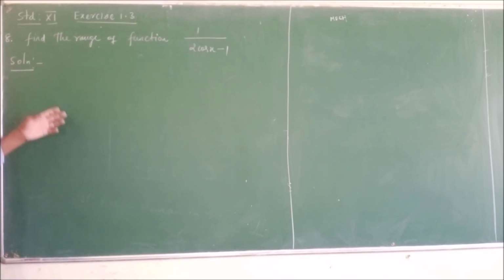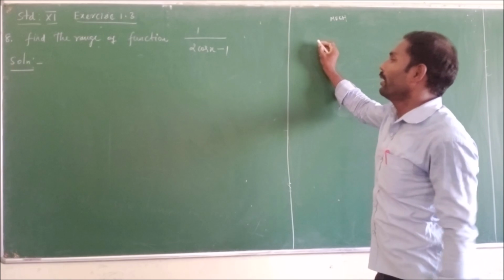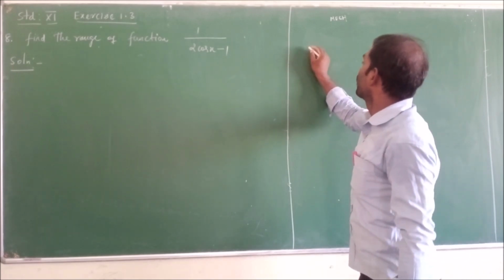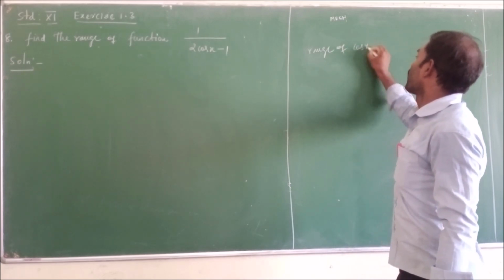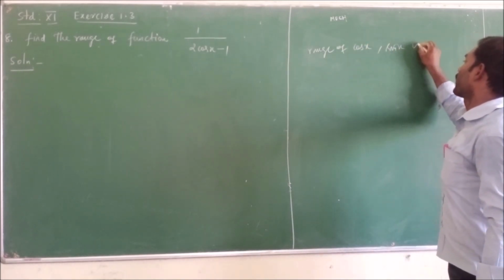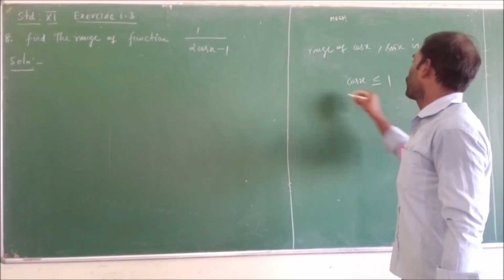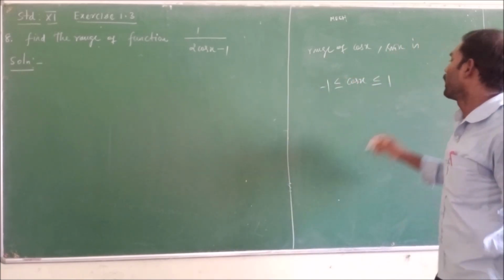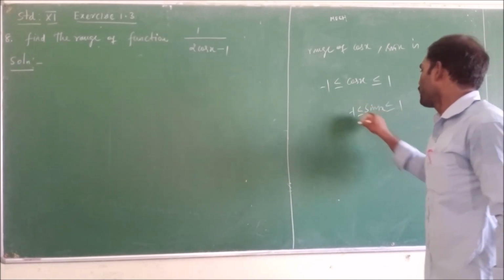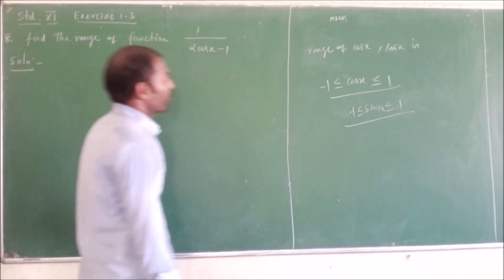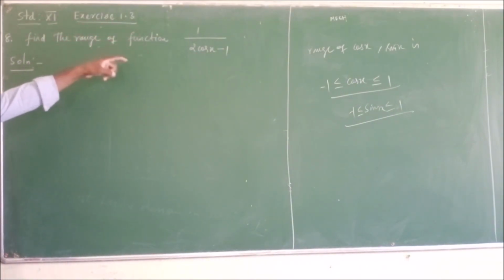The range of cos x and sin x, or the range of a trigonometric function. Cos x is from 1 to minus 1, and sin x is from 1 to minus 1. It is called the range. The range of a trigonometric function cos x, sin x.